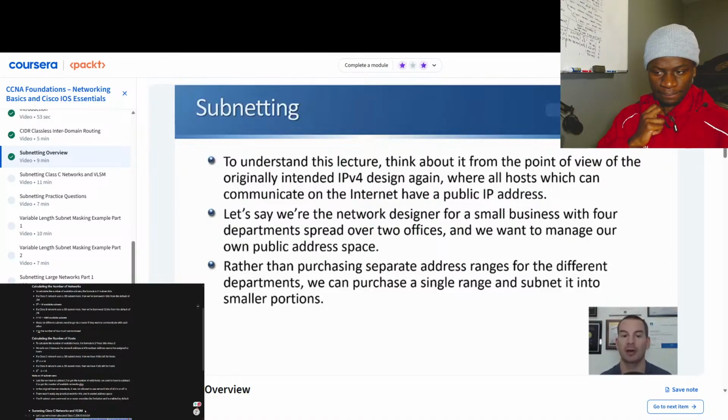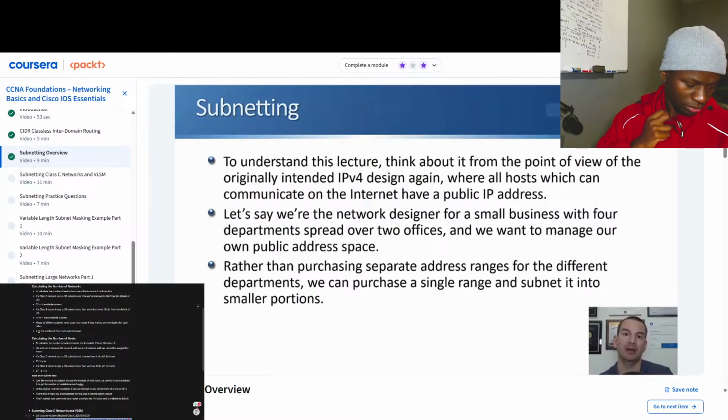Okay, so for our example, let's say that we're a network designer for a small business with 4 departments that are spread over 2 offices, and we want to manage our own public address space. So what we could do is we could buy 4 separate Class C networks for that. But the problem is that public IP addresses cost money. So rather than doing that, rather than buying separate networks from the Internet Authorities, we could purchase a single range and subnet it into smaller portions.